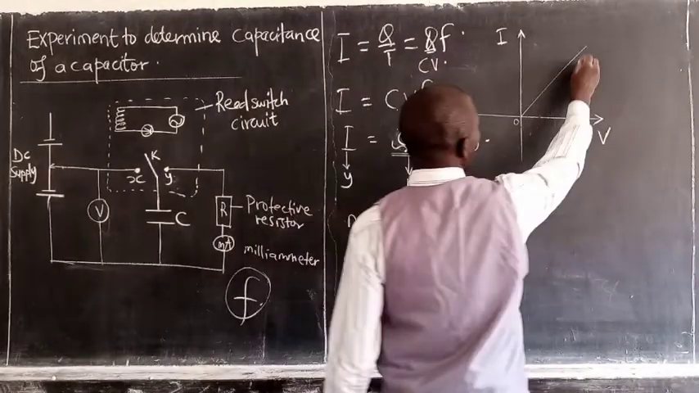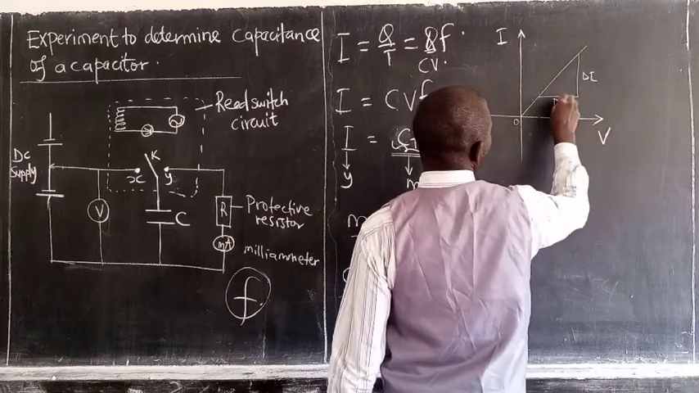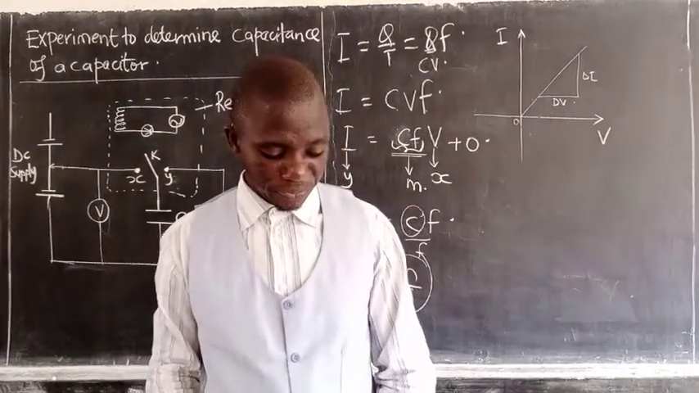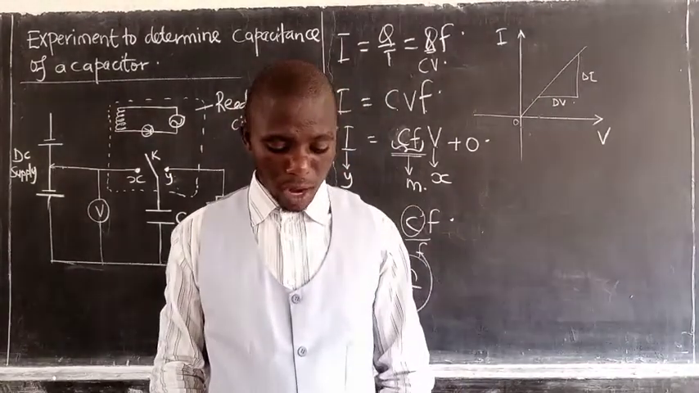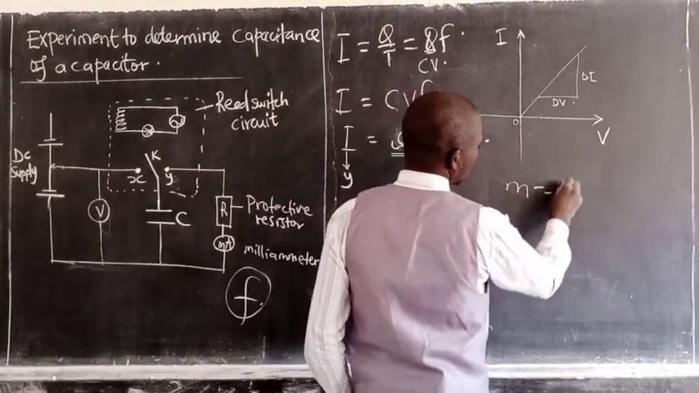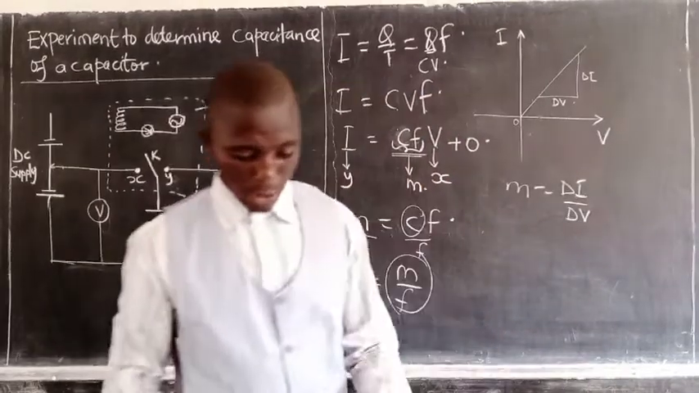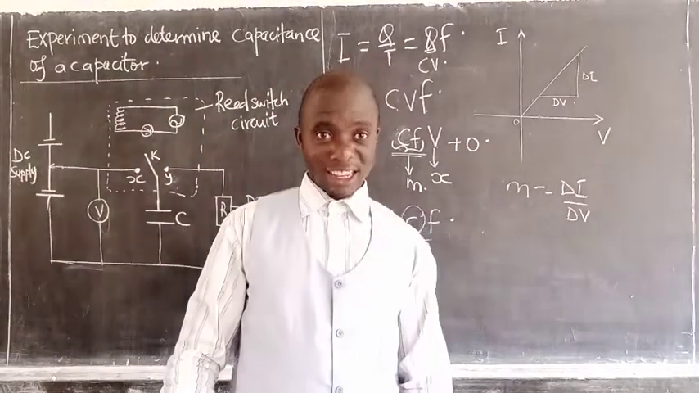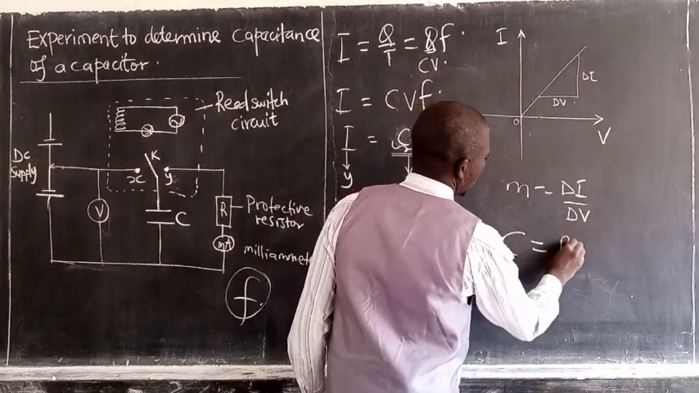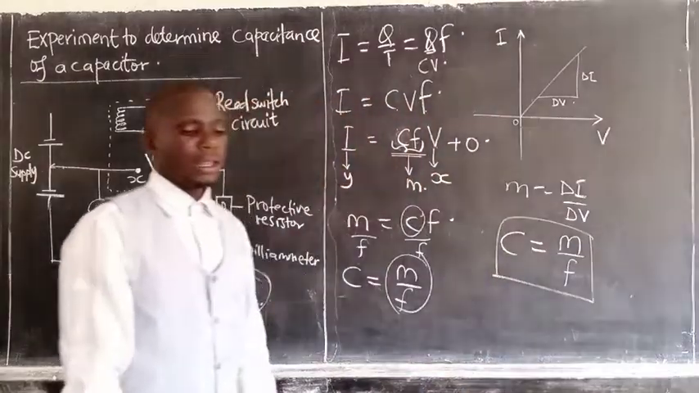And then, of course, we shall calculate its what? This is changing I, this is changing V. By doing so, we shall be able to get the gradient of the graph, that's M equals change in I over change in V. And the capacitance of the capacitor, C, is equal to the gradient over F.